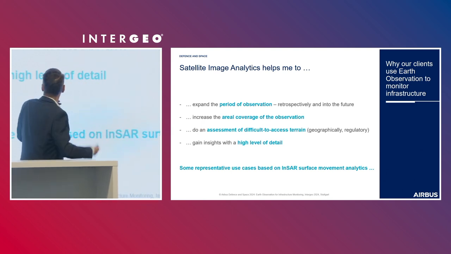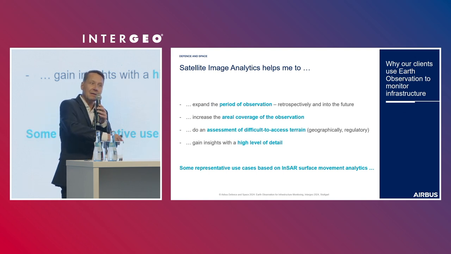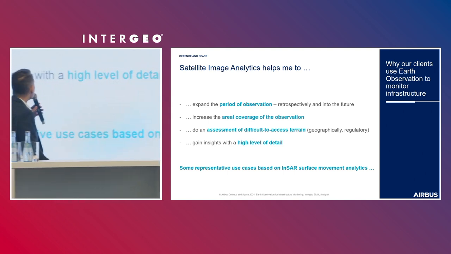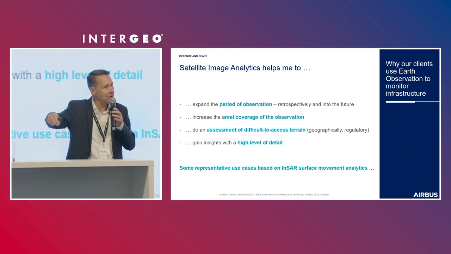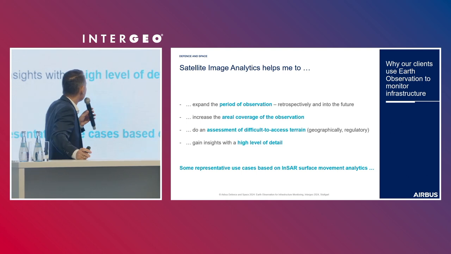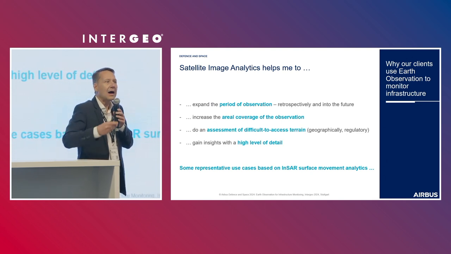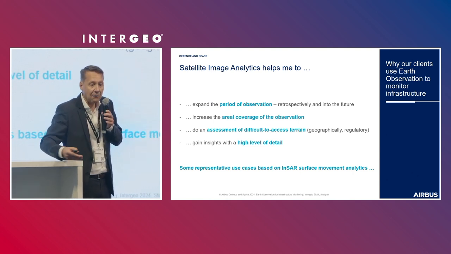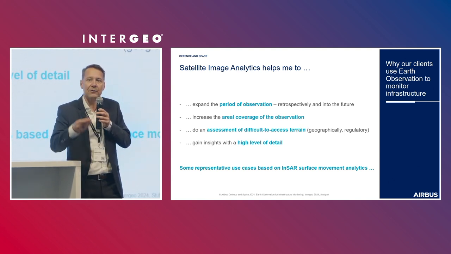So the first asset is: Earth observation supports extending the period of observation into the past, but also into the future. So we speak about observation periods of years and even decades, as we will see. Earth observation data allows extending the spatial coverage of the observation. It's not only a 1D or point measurement, it's a spatial measurement, 2D, and with a temporal component, even a 3D measurement. Earth observation allows analytics in areas which are difficult to access due to security reasons, because it's a remote area, or for regulatory reasons. And finally we will see an example of how Earth observation data allows deriving detailed information.